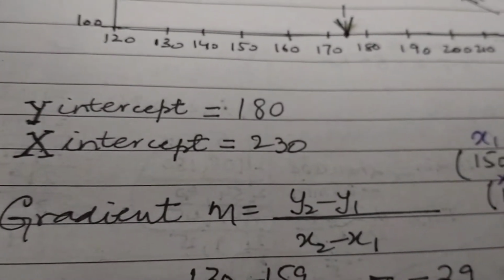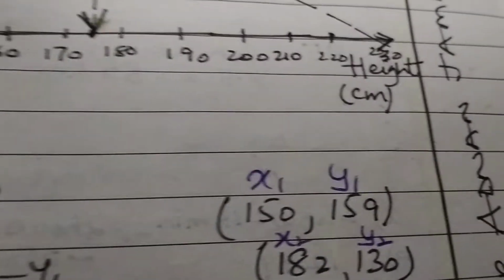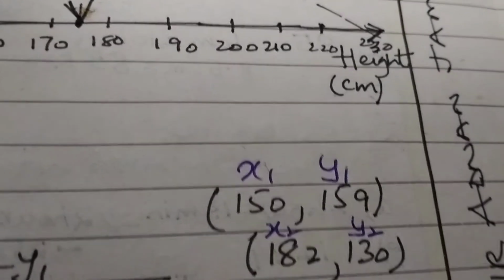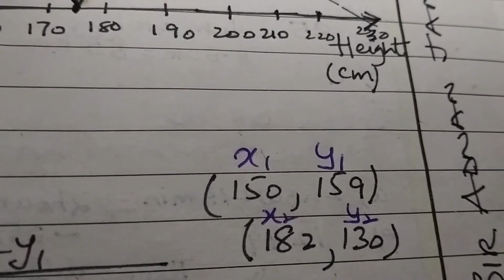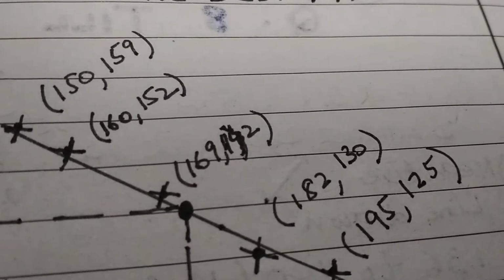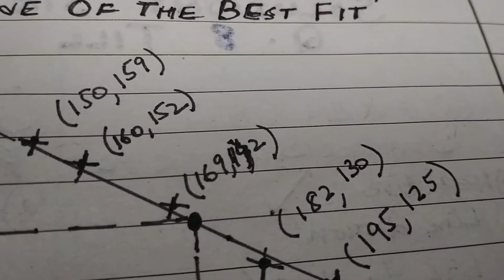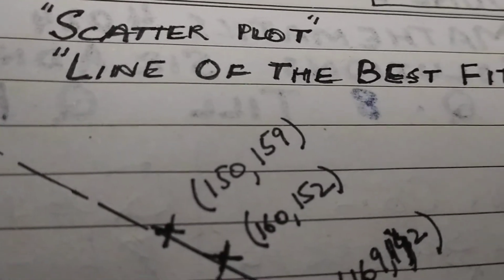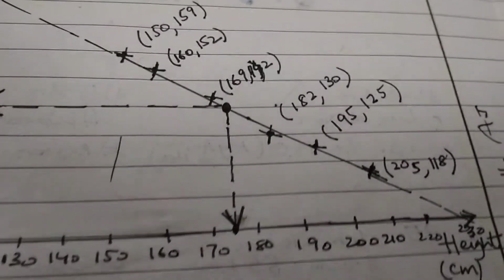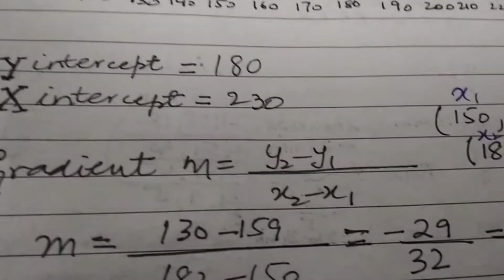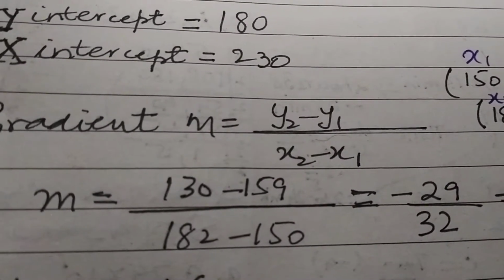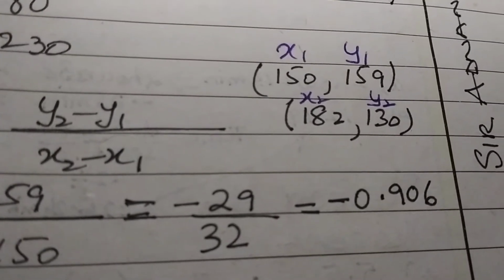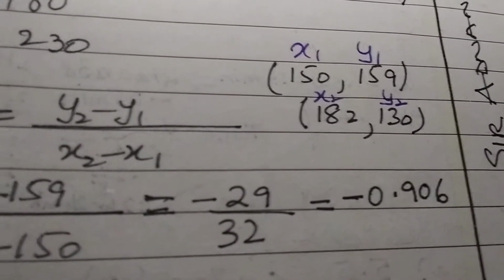Then the gradient, I have selected 2 points. These coordinates are x1, y1, x2, y2, 150 and 159, then 182, 130, which are on the line. You can see 182, 130, and the other point is 150, 159. You can select or take any 2 points to find out the gradient. Then I've just simply replaced these values in the gradient formula. When you solve, you will get the gradient of minus 0.906.